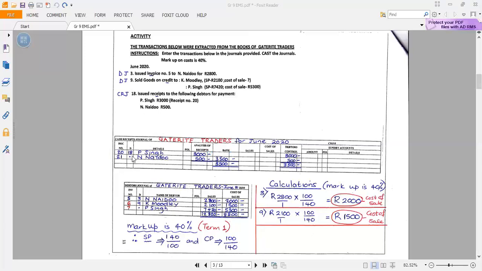So I go back to my CRJ. They say issued receipt also to N. Naidu for 500. So what will my next document number be? 21. It is not provided to you. You need to know that the next document number follows. So we put a dot for 18. Then we have N. Naidu. We go straight to debtors control column. We received an amount of 500 Rand from N. Naidu. We record it under debtors control column.